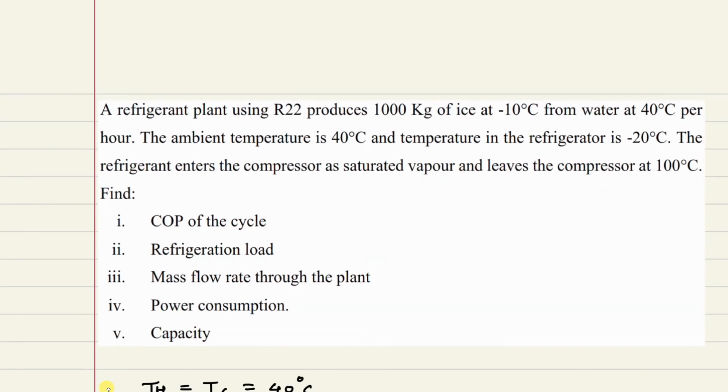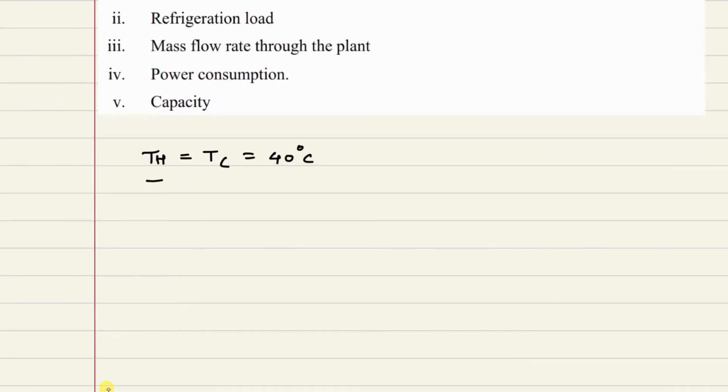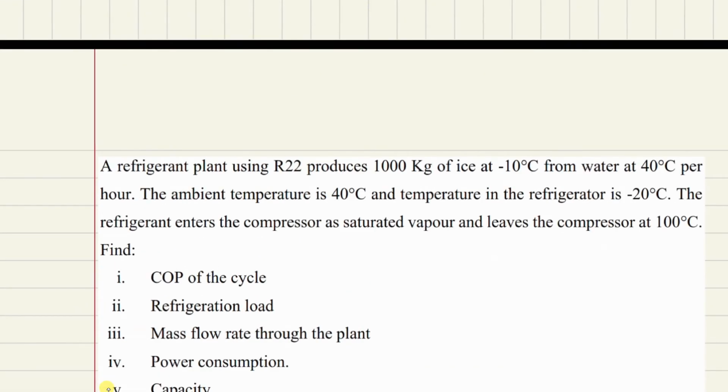Now here be careful, ice temperature is minus 10, but refrigerator temperature is minus 20. So T low is minus 20, which is equal to T evaporator, minus 20 degrees Celsius. Now on pH chart, we won't be using this minus 10 anywhere. Be careful. The refrigerant enters compressor as saturated vapor. So point 1 is on saturated vapor and leaves the compressor at 100 degrees Celsius.